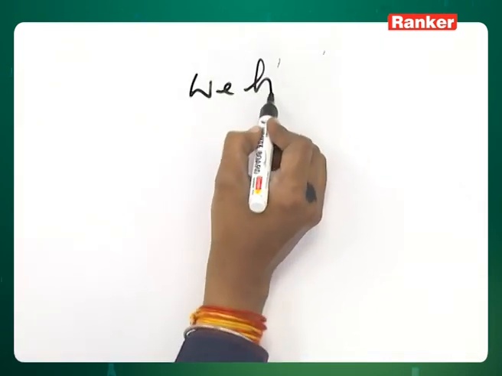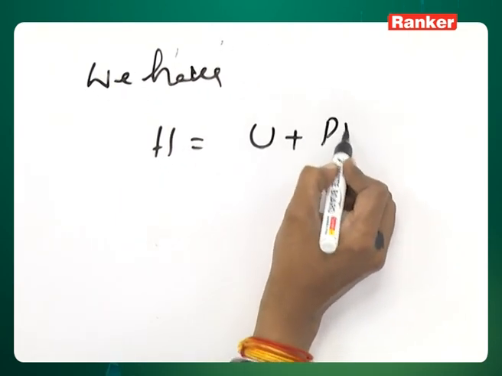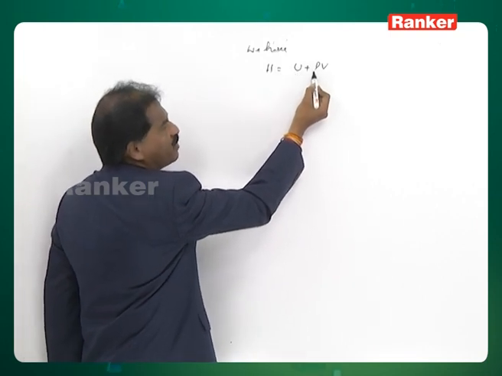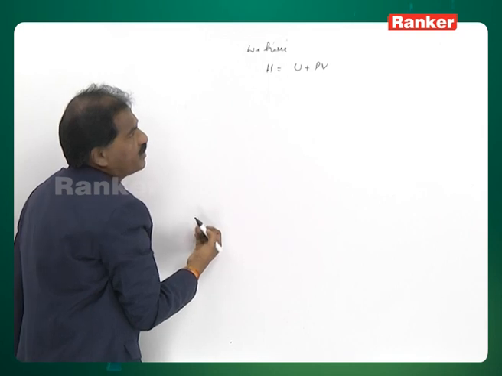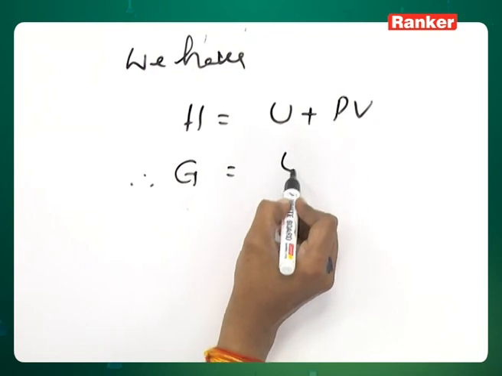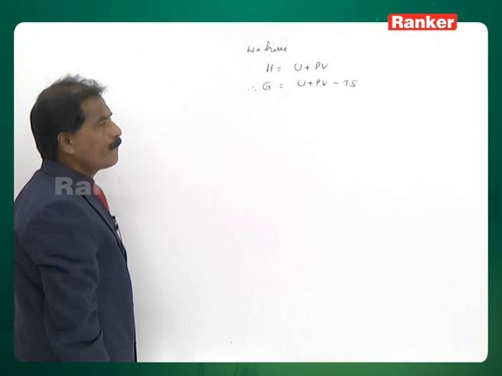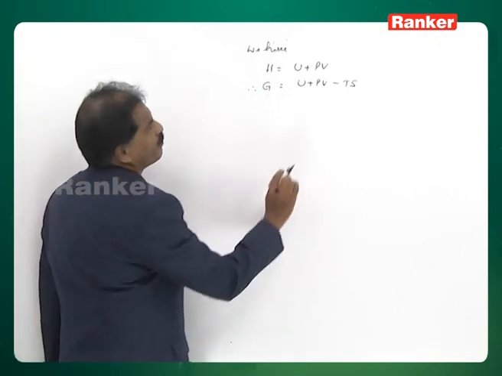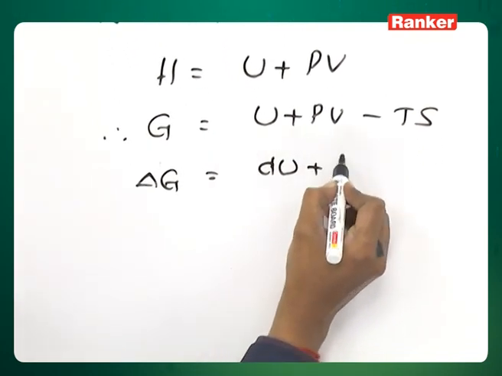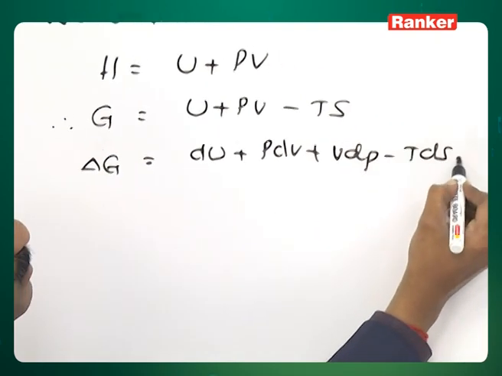We have H is equal to U plus PV. U represents the internal energy, P represents the pressure of the ideal gas, V represents the volume of the gas. Therefore, G is equal to U plus PV minus TS. Therefore, the change in free energy is equal to del U plus P dV plus V dP minus T dS minus S dT.